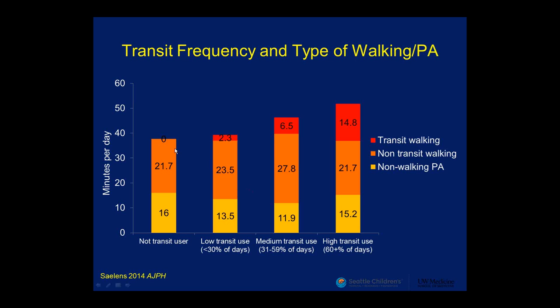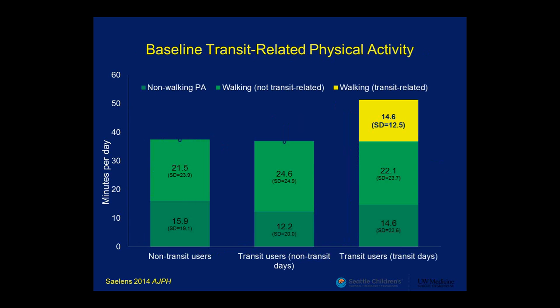However, there was a difference in the transit related walking. Not surprisingly, the non-transit users didn't have any transit related walking. But as you increase the frequency of transit use, you increase the proportion and the amount of time people were actually engaged in transit related walking. And here we're getting a little bit closer to this idea that transit use might be promoting more physical activity. And in fact, the high transit users, people that were taking transit 60% or more of their days, had an additional 15 minutes of physical activity that they weren't substituting in other activity for that was directly related to transit.